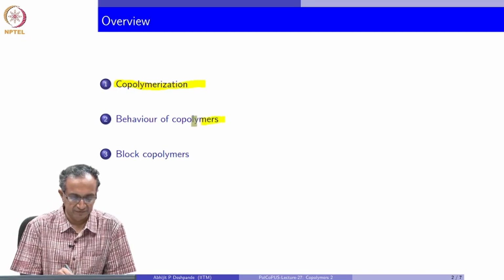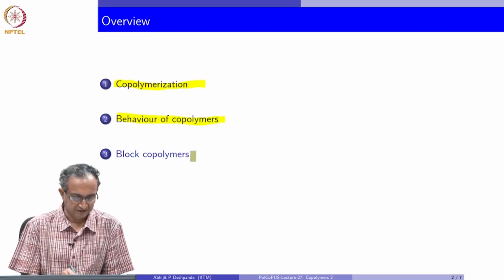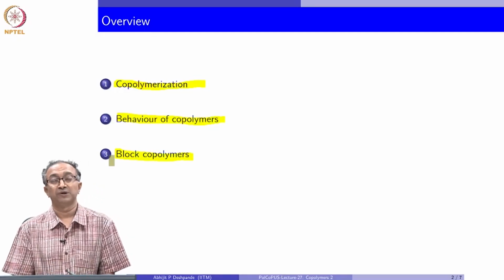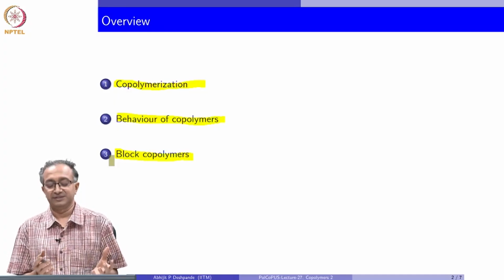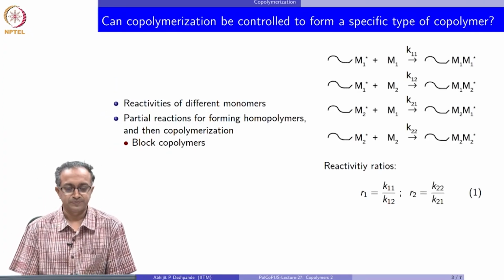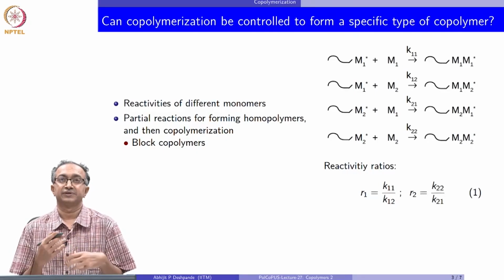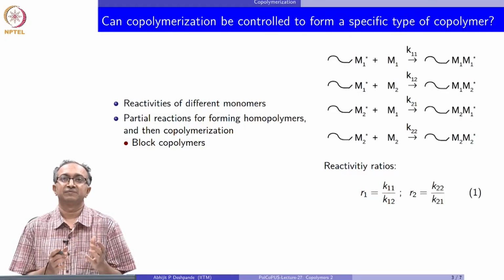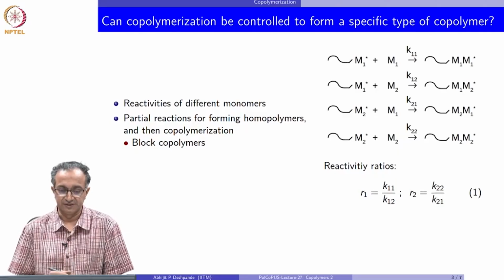And then we will look at the behavior of copolymers, and more specifically we will look at one example of a block copolymer which has very interesting behavior, like we saw in case of silicon polyether in the last lecture, the 26th lecture. So, copolymerization is a technique to make sure that we achieve a target sequence that is desired for a given application.